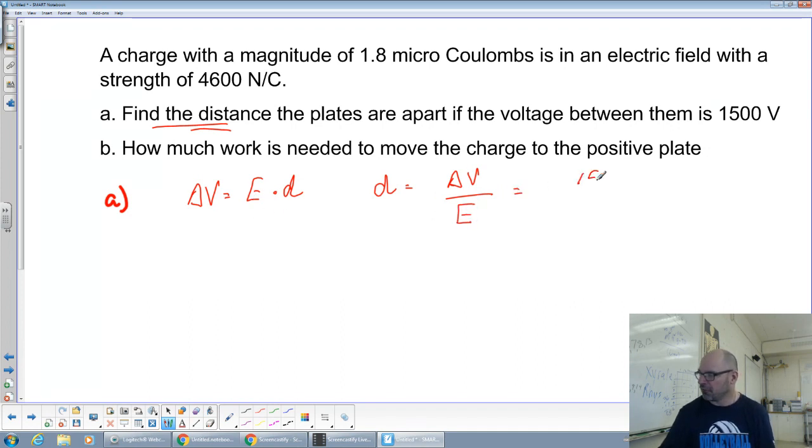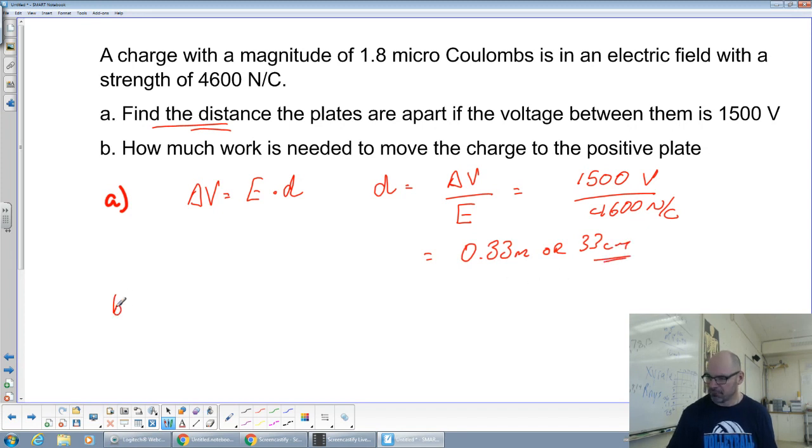So 1,500 volts divided by 4,600 newtons per coulomb is going to give us a distance. If we do that one, we get 0.326, or 0.33 meters, or 33 centimeters.